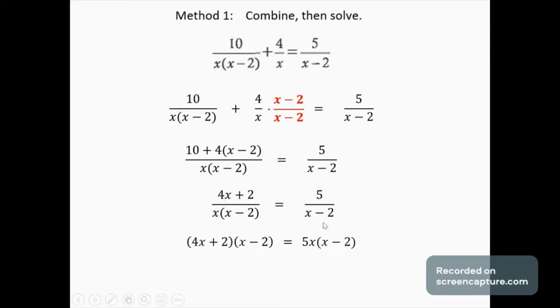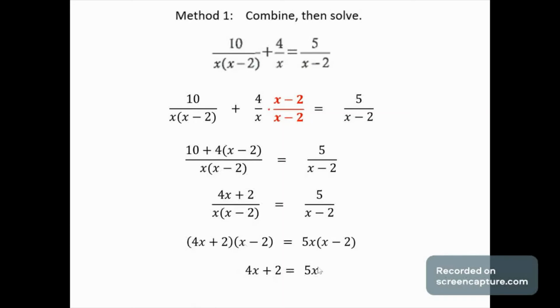4x plus 2 times x minus 2. And 5 times this one becomes 5x because I just multiplied the 5 by that x. Okay, multiply some more. We're going to get a quadratic this time, all right? Or maybe not, actually, because they cancel. 4x times x is x squared. Oh, no, you know what I did?